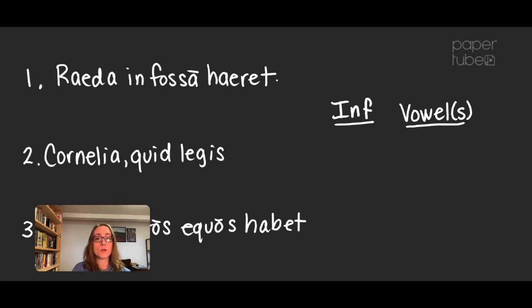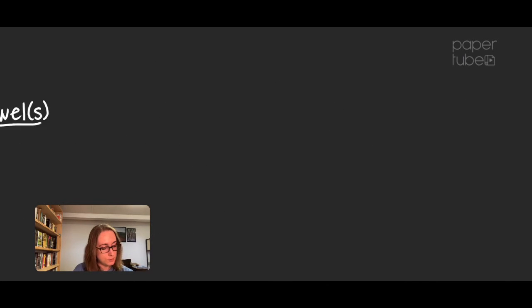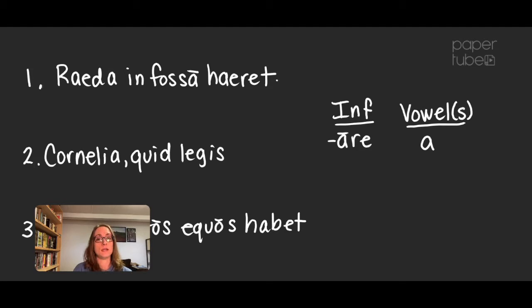So, if a verb ends in -ARE in the infinitive, the vowel that will come before the -bam, -bas, -bat, -bamus, -batis, -bant will be an A. Usually, it's going to be the vowel that comes before the -RE that you put before the -bam, -bas, -bat, -bamus, -batis, or -bant. Not always, but usually it'll be that letter, the vowel. In this case, that's an A.